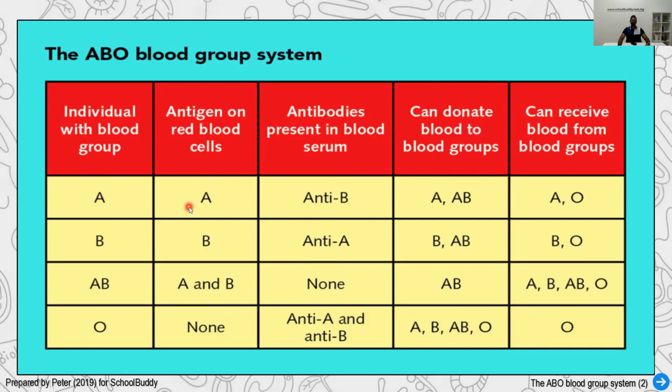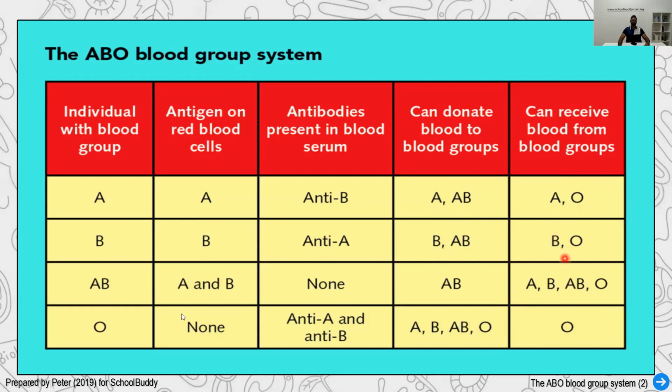Since they have the antigen A, the person can only donate to someone who has the A blood group or AB, because they also have A. In this case, a person of group A who lost blood can only receive blood from A, their own group, or O, which is said to be the universal donor. In case of B, similar, we have antigen B. Opposite of this, the antibody is going to be anti-A, and the person can donate to their own blood group, which is B or AB, and they can only receive from their own kind, which is B, or the O, which is the universal donor.